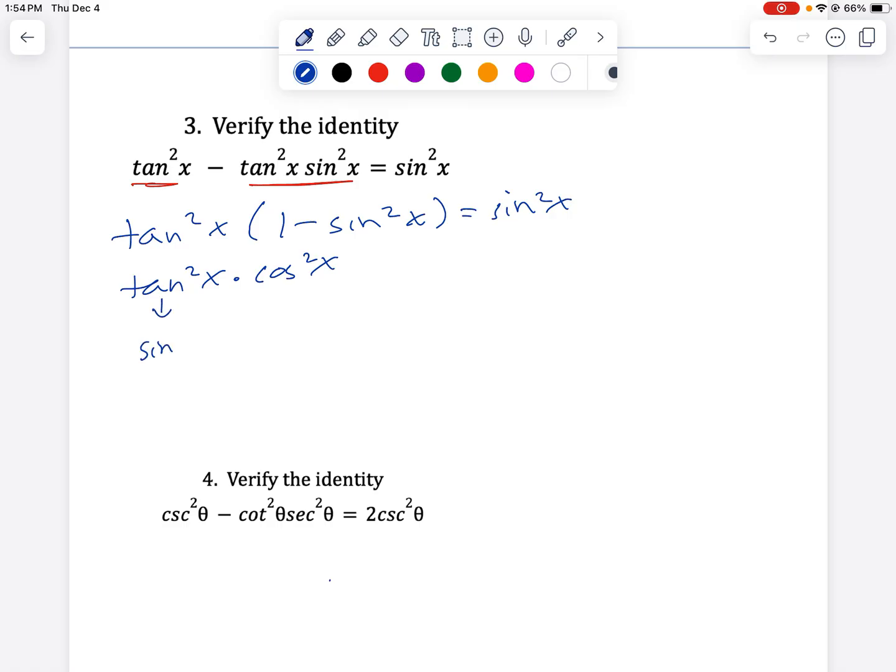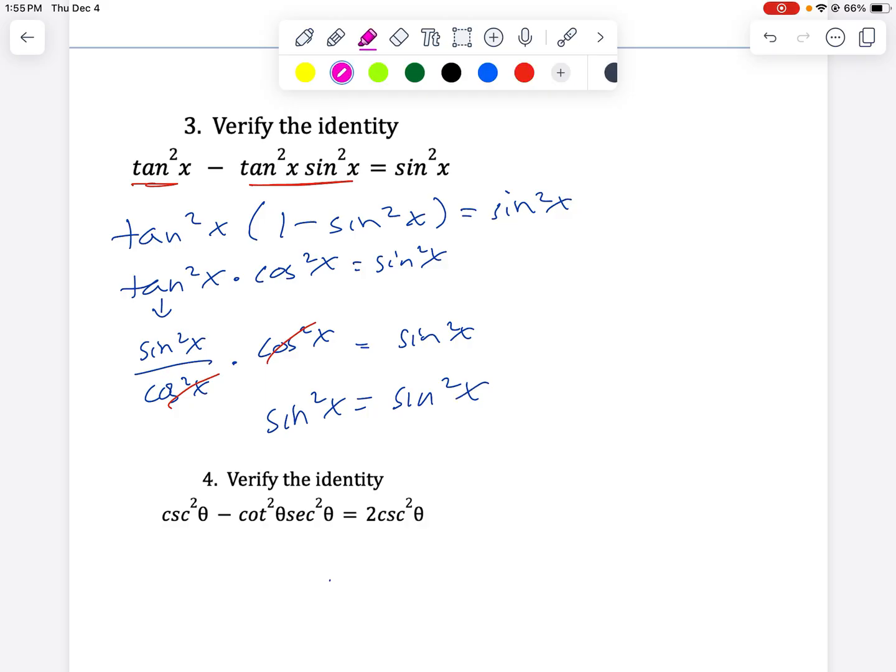Get everything the same. It's got to equal sine squared x. And the cosines cancel each other out until I get sine squared x equals sine squared x. Again, I changed tangent to this because I want everything to look the same. I want it to have sines and cosines and see if anything can cancel out.